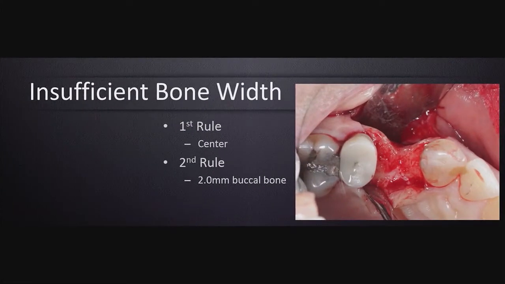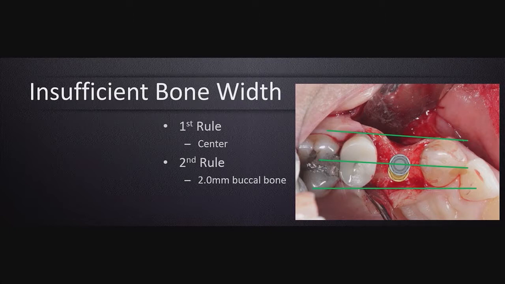So, what do we do when we do not have enough bone thickness? It is common to have buccal bone loss on the implant. So, should we place the implant in this position? Because we have the 2 millimeters of buccal bone rule. But we should not violate rule number 1, as the implant should be placed in the center of the restorative crown.